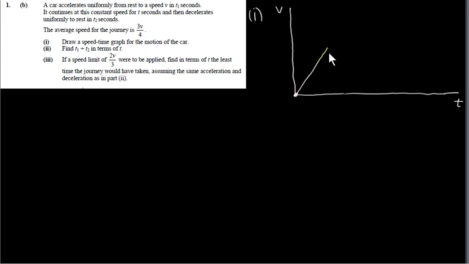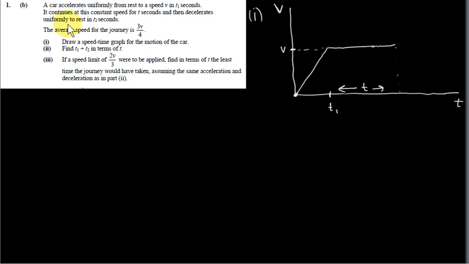So it accelerates uniformly for t1 seconds. For a time of t1 seconds, it accelerates uniformly to reach a maximum speed v. Not this v, this is just a generic v, just the name of this axis. We're given that it continues at this constant speed v for t seconds. So the velocity time graph is just a horizontal line. Its slope is 0. The acceleration is the slope, so the slope is 0 means the acceleration is 0.